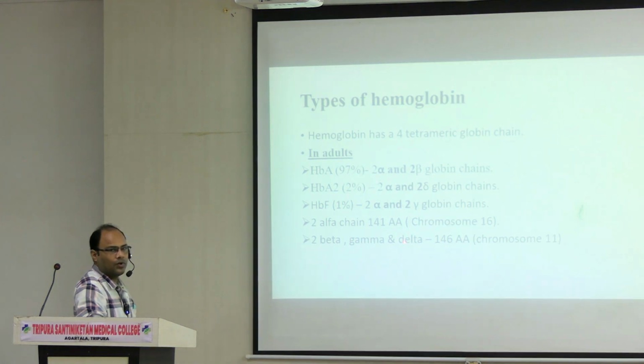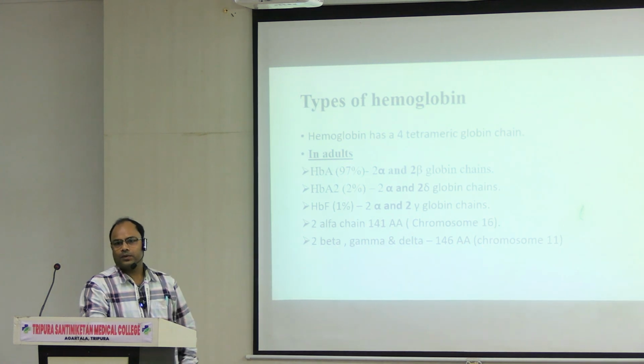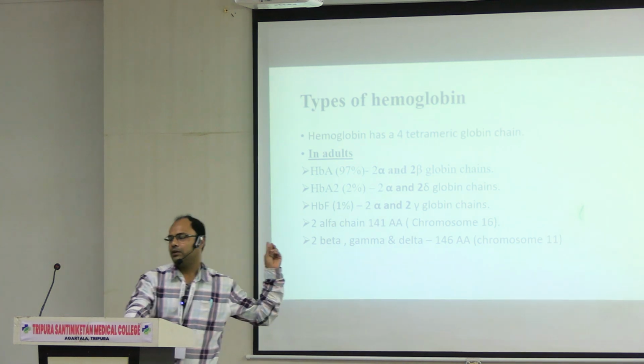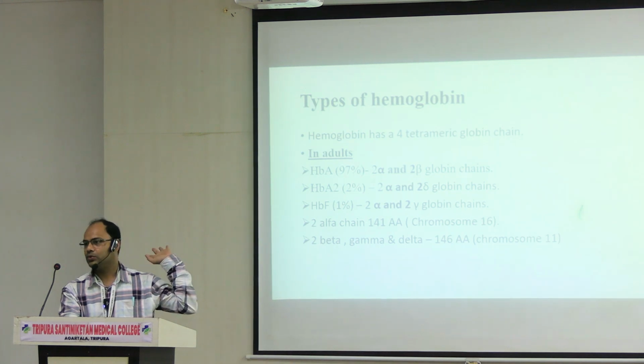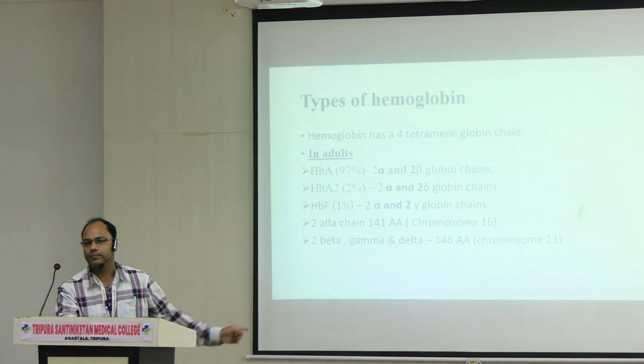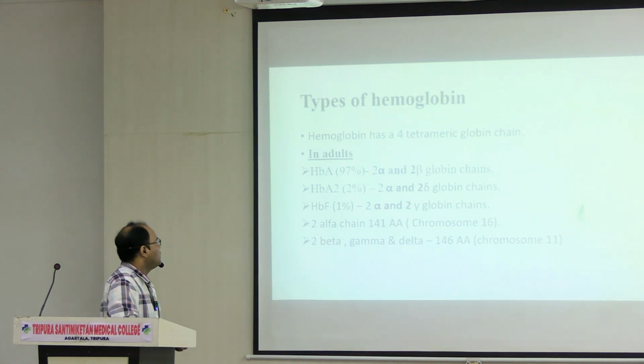It is formed from chromosome number 16. And the beta chain, gamma chain and delta chain have 146 amino acid residues and are derived from chromosome 11. Okay. So this is very important. You may get an MCQ. Understand? Very important information. This is the adult hemoglobin.